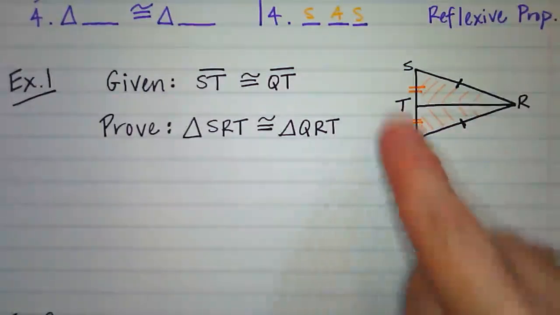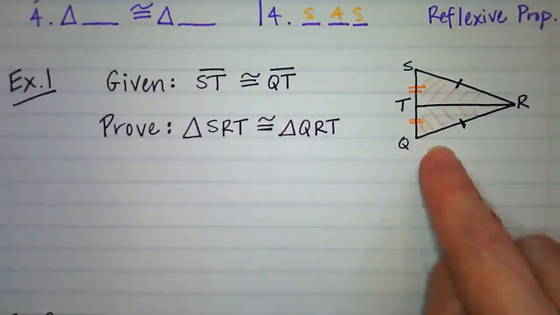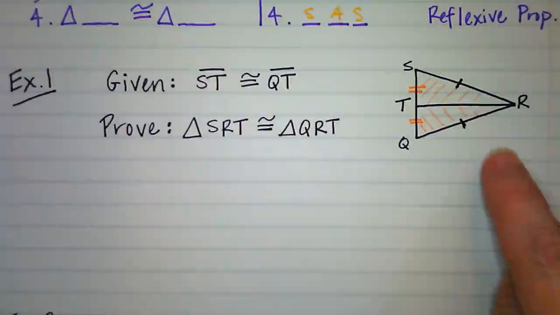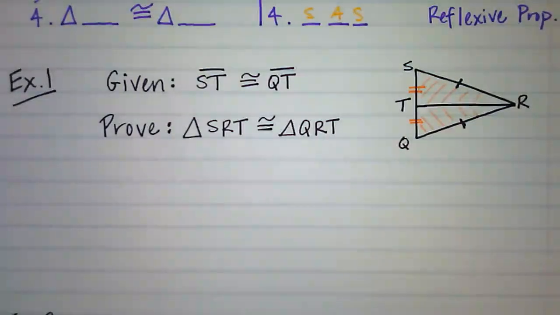So right now, this is what I'm given. What we previously did was to look at a picture like this, and then think about how else we could prove that these triangles are congruent. We don't know anything about any of the angles. It may appear that those are right angles, but we don't know that.